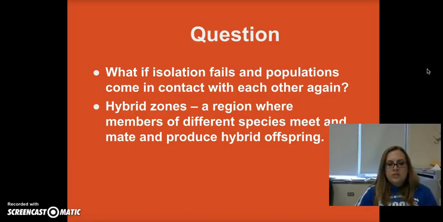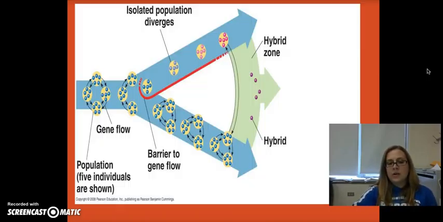So a quick question. If isolation fails and populations come in contact with each other again, what do you think happens? If you have individuals or populations that have been separate for a long time, but they come back in contact with each other and there are no successful prezygotic or postzygotic barriers, what can happen is you have an area that we call a hybrid zone. And this is a region where members of different species meet and can mate and can produce hybrid offspring.